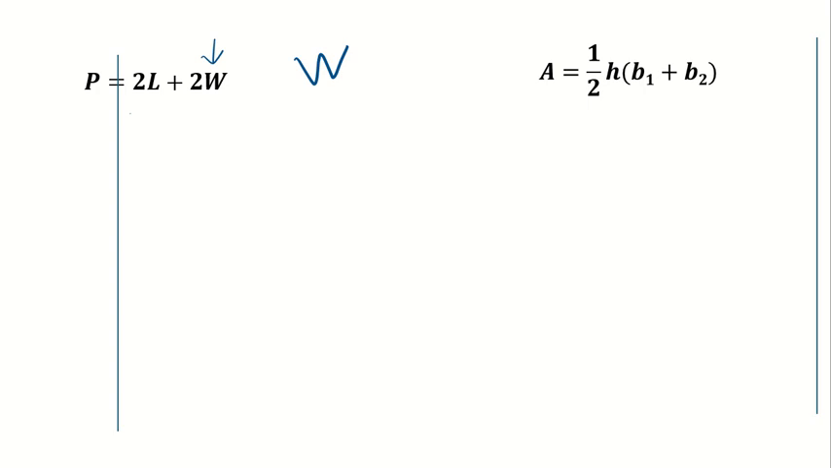So I need to move the 2L and then the 2 that's in front of the W. Which one do I move first? I'm glad you asked. I'm going to move that 2L because the 2L is furthest from the W, but it's still on the same side. So it has to go.